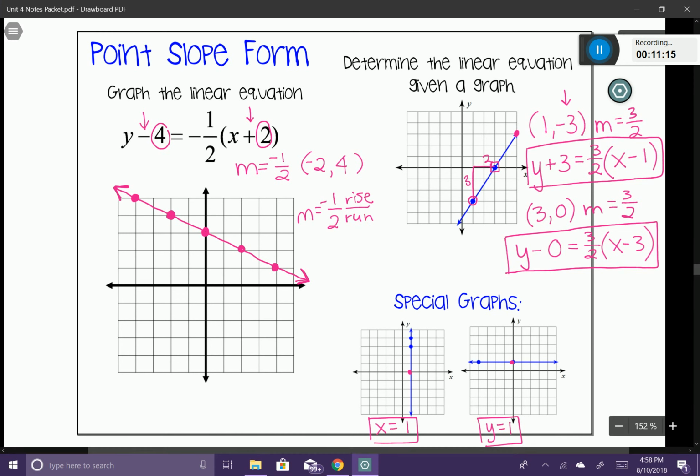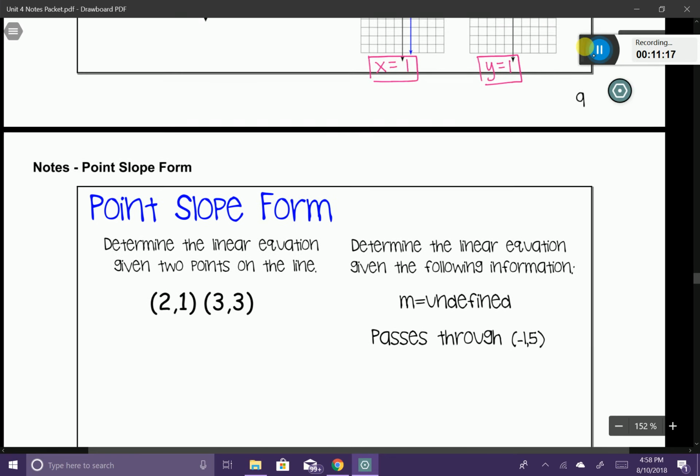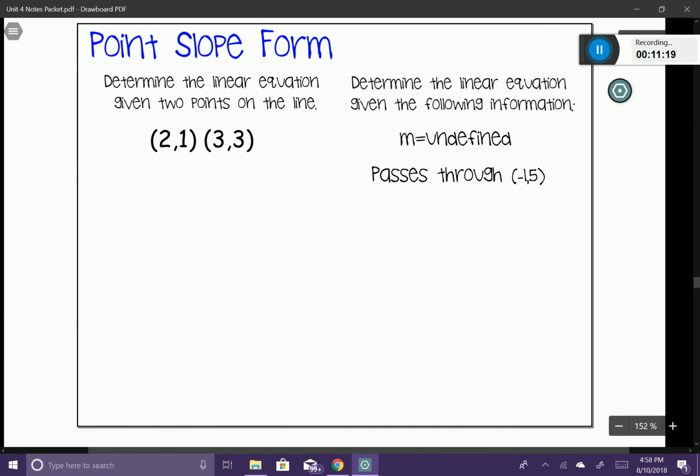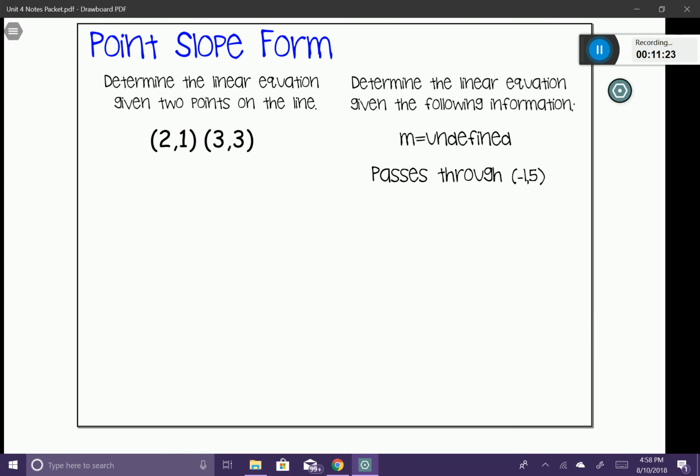Okay, let's go ahead and do some interesting things with point slope form. All right, let's look at this first example. Let's say that it says determine the linear equation given 2 points on the line. The only information that I am given is these 2 points, and these 2 points happen to run on the line that I am trying to figure out what it is.